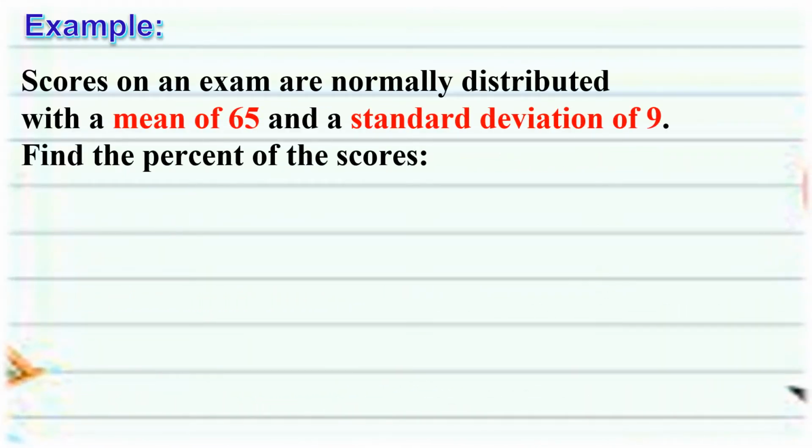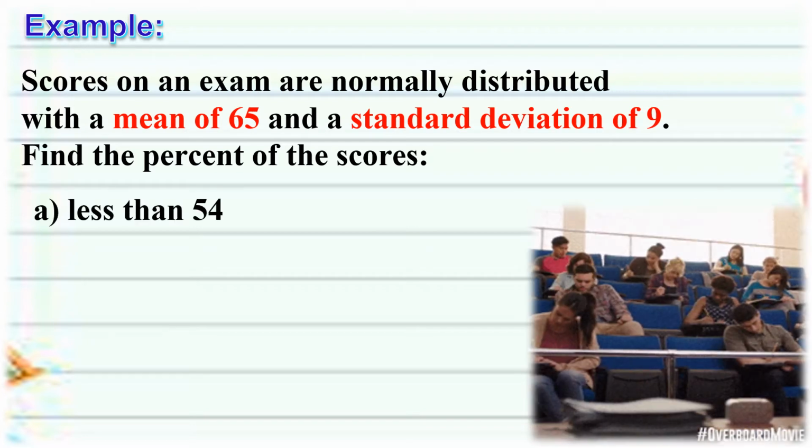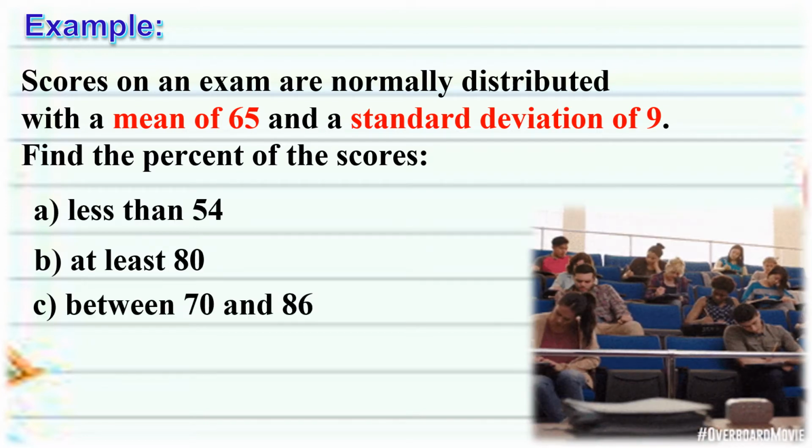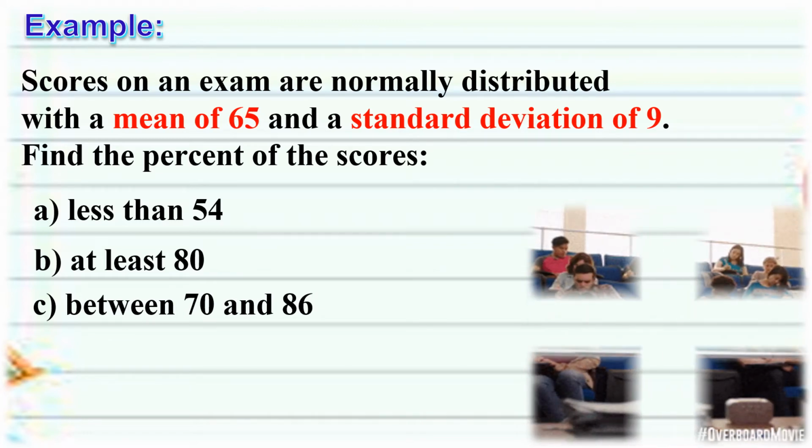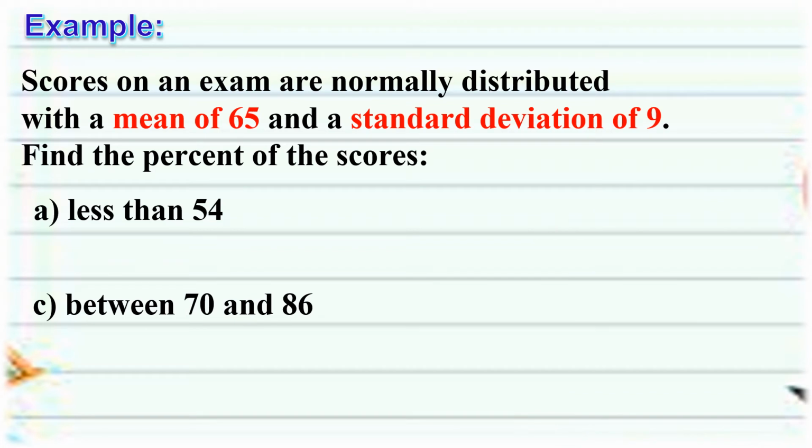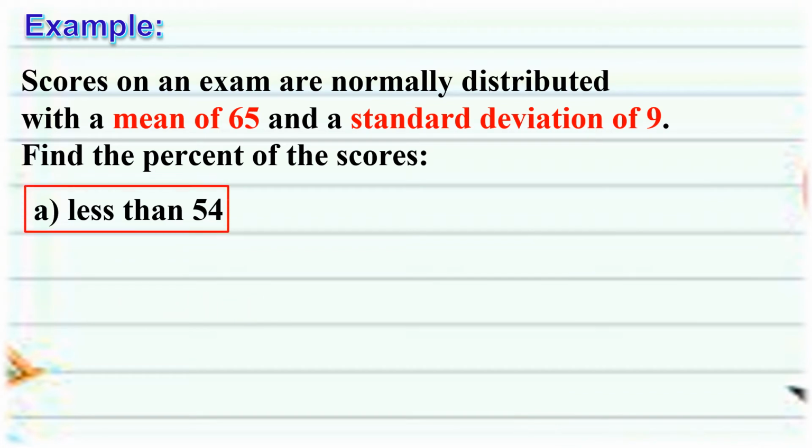Let us read together the problem. Scores on an exam are normally distributed with a mean of 65 and a standard deviation of 9. Find the percent of the following scores. A, less than 54; B, at least 80; C, between 70 and 86. In here, we are going to first solve the percent of the scores less than 54.